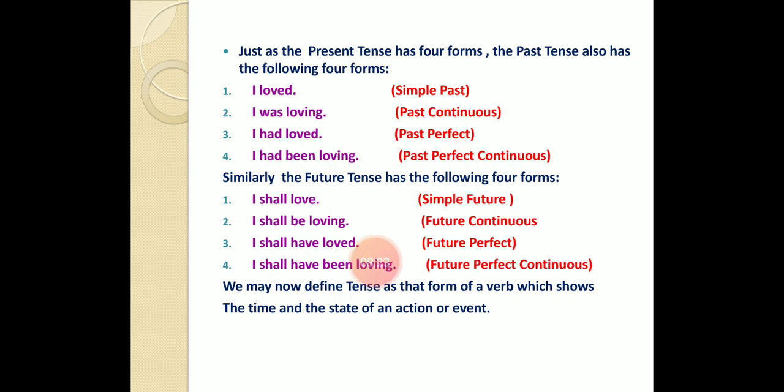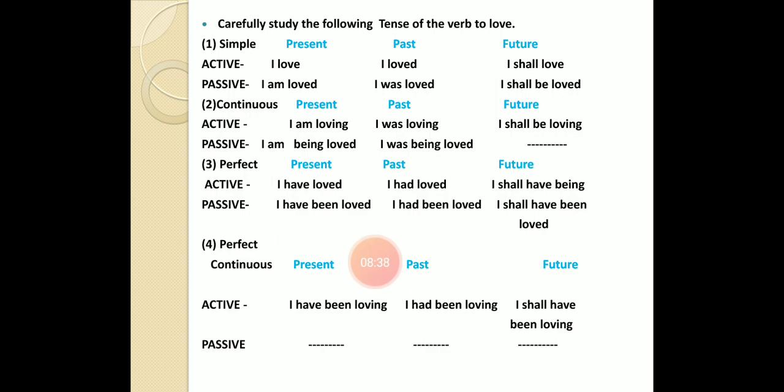So we may now define tense as that form of the verb which shows the time and the state or event. So now study the following carefully. Now see, carefully study the following table of tenses of the verb to love. See how to change the present tense into passive voice.